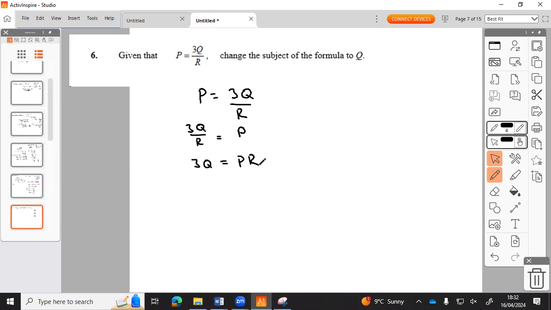Okay, and then to leave Q on its own, take the 3 over, like that. Okay, so what do you get marks for there? 1 mark for that. Okay, it's changing the subject. That's quite a nice one.